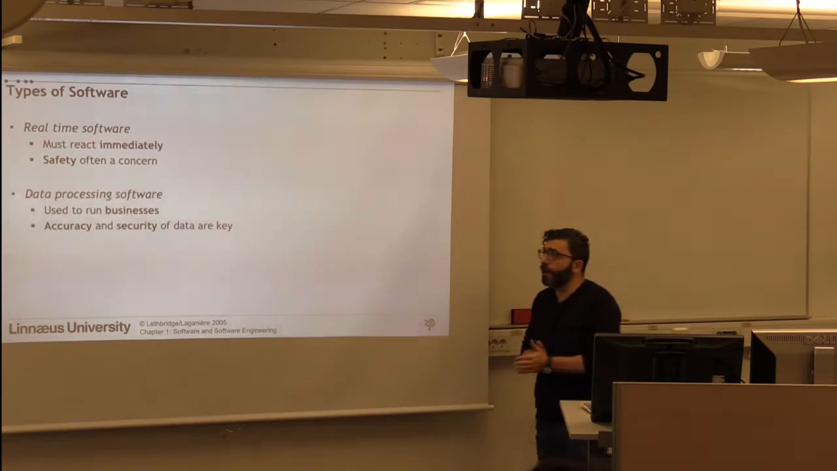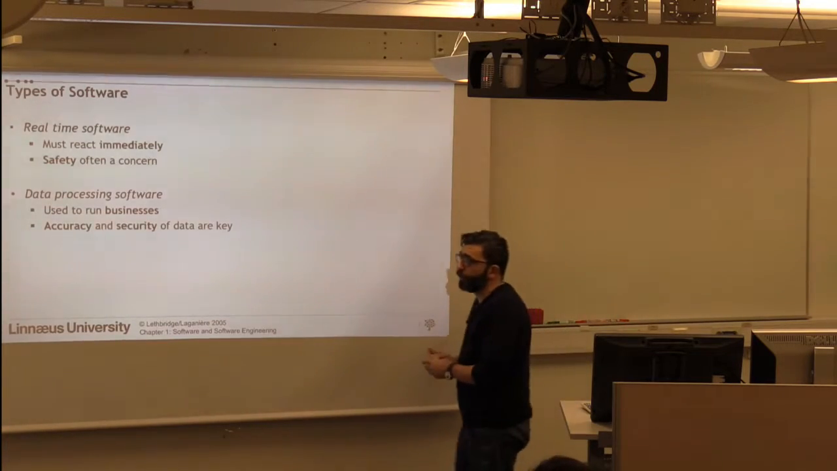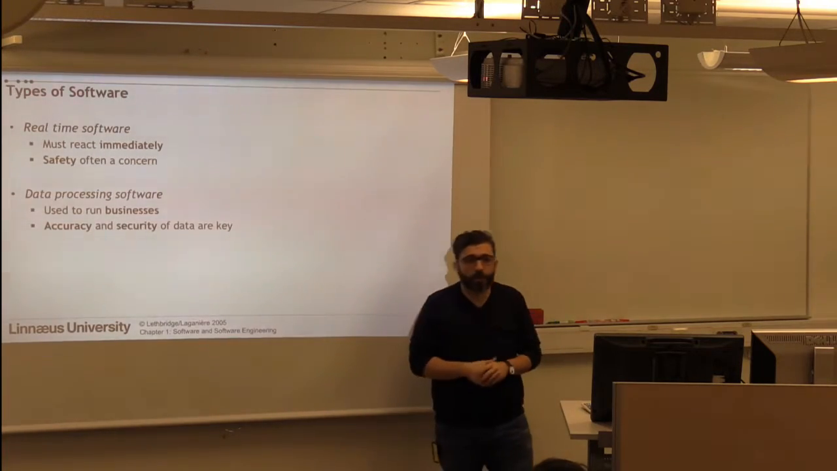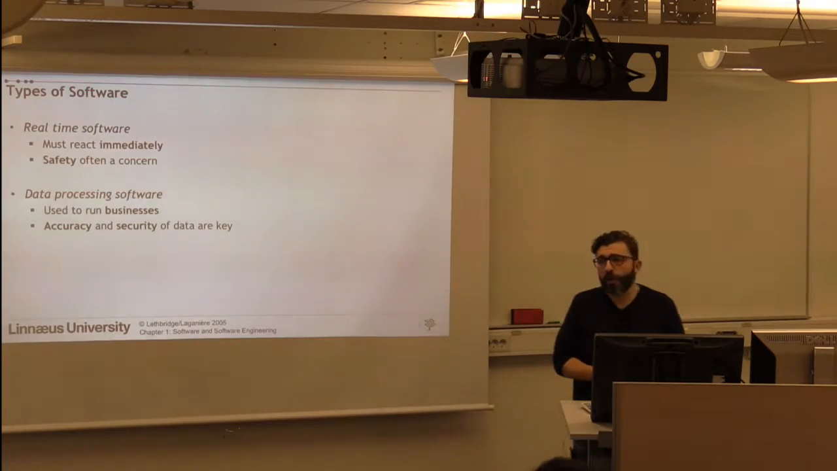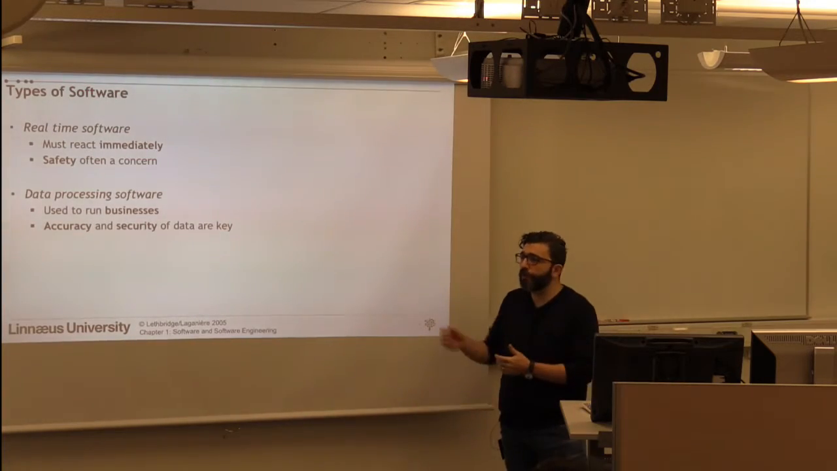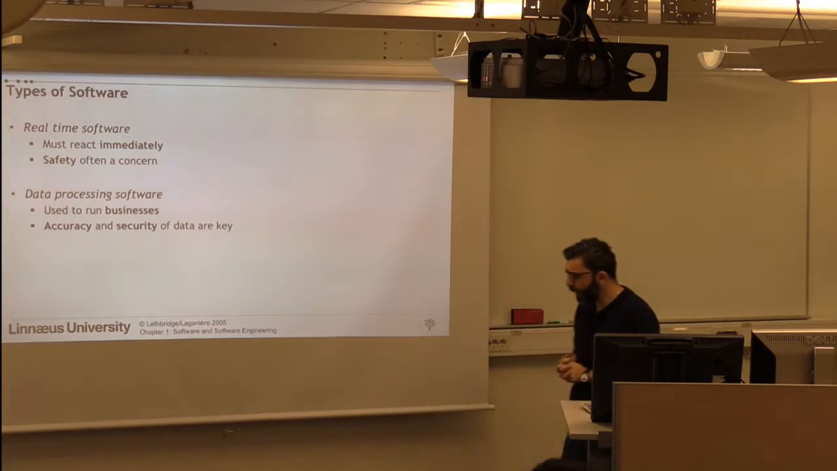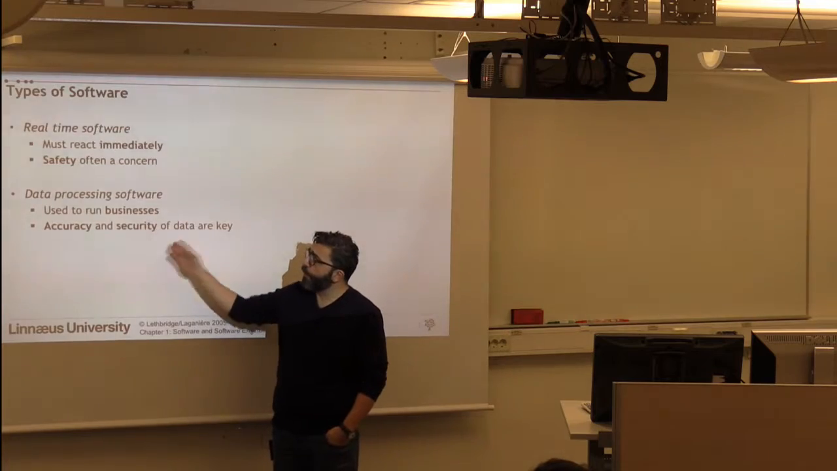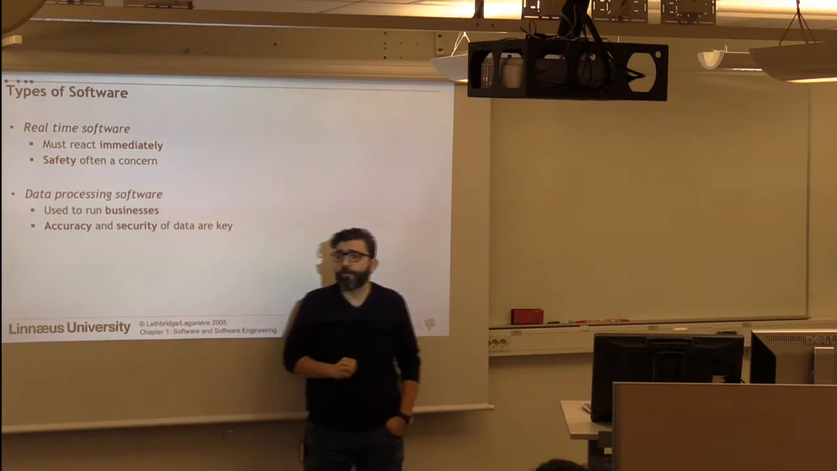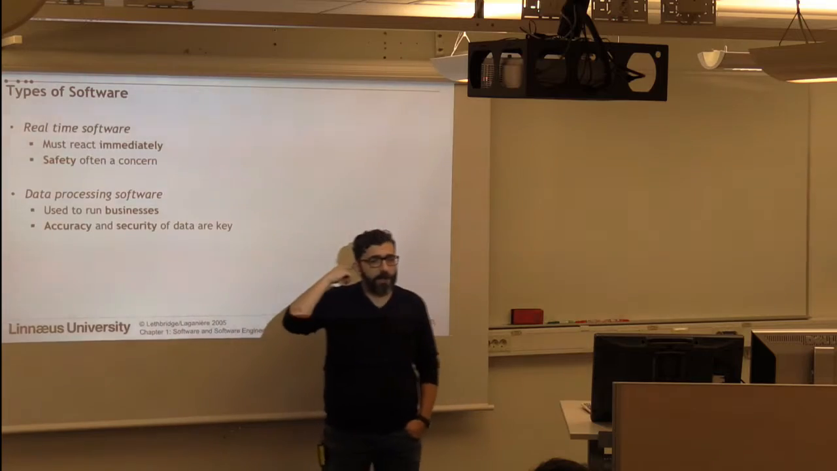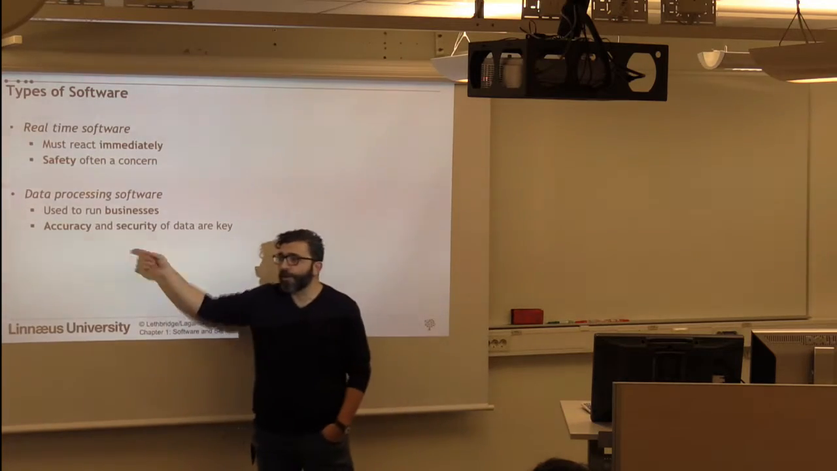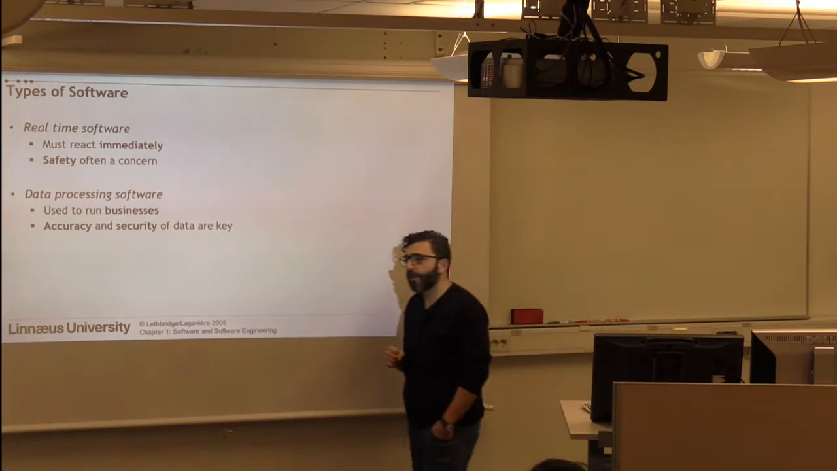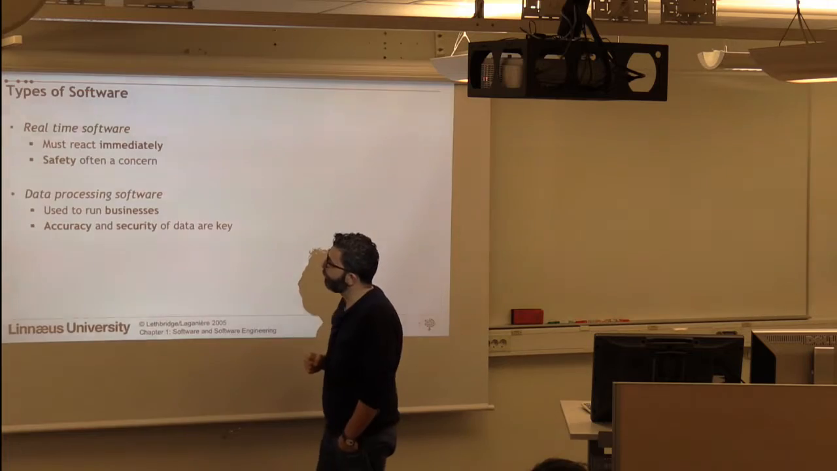We have data processing software, which is usually used to run the business, for analyzing orders, for analyzing how much time you need to process the orders and to deliver the shipments, and so on and so forth. In this type of software, accuracy and security are very important. Just think about Amazon, and how important security is for Amazon, where you store your credit card data.